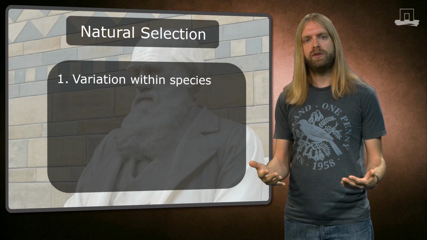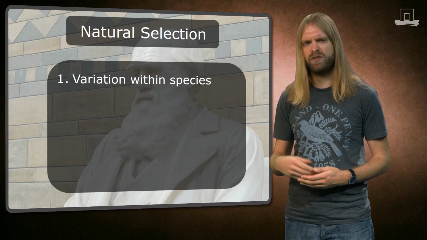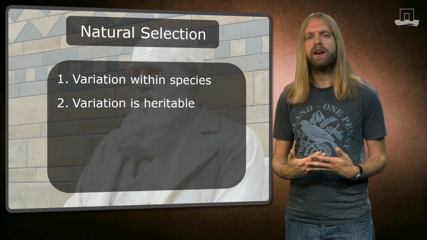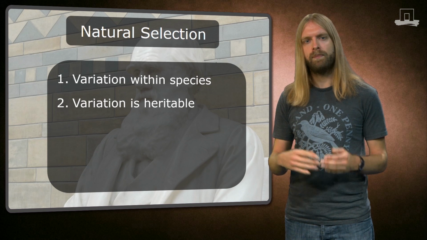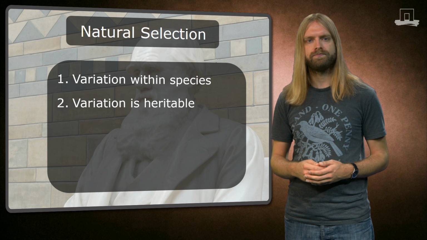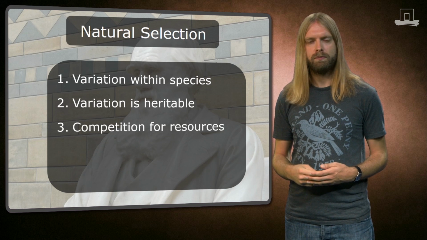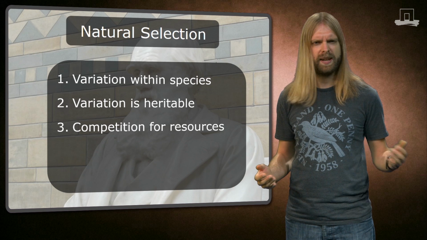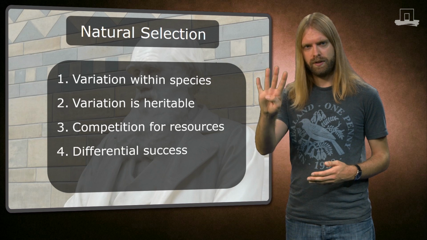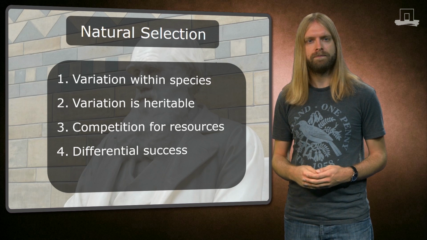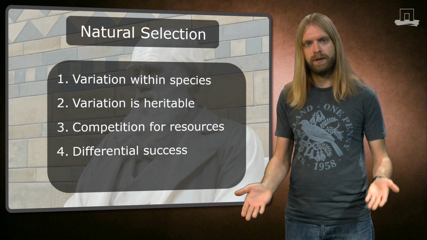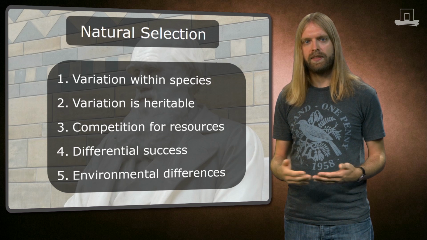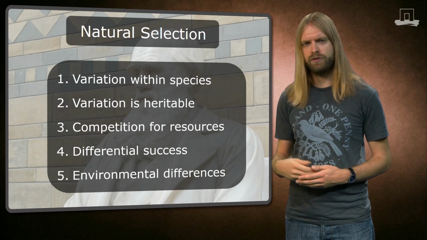Firstly, there's variation within species. This means that individuals differ in their physiology, morphology, or in their behavior. Secondly, some of this variation is heritable. Offspring tend to be more similar to their parents than to other members of the population. Thirdly, many offspring are produced, but populations remain a similar size, so there's competition between individuals for resources, such as food, space, or mates. Fourthly, some variants are better at competing than others, so over time the proportion of the successful variants in the population increases. And fifthly, environments are variable, and they can change, so different variants are successful in different times and places.